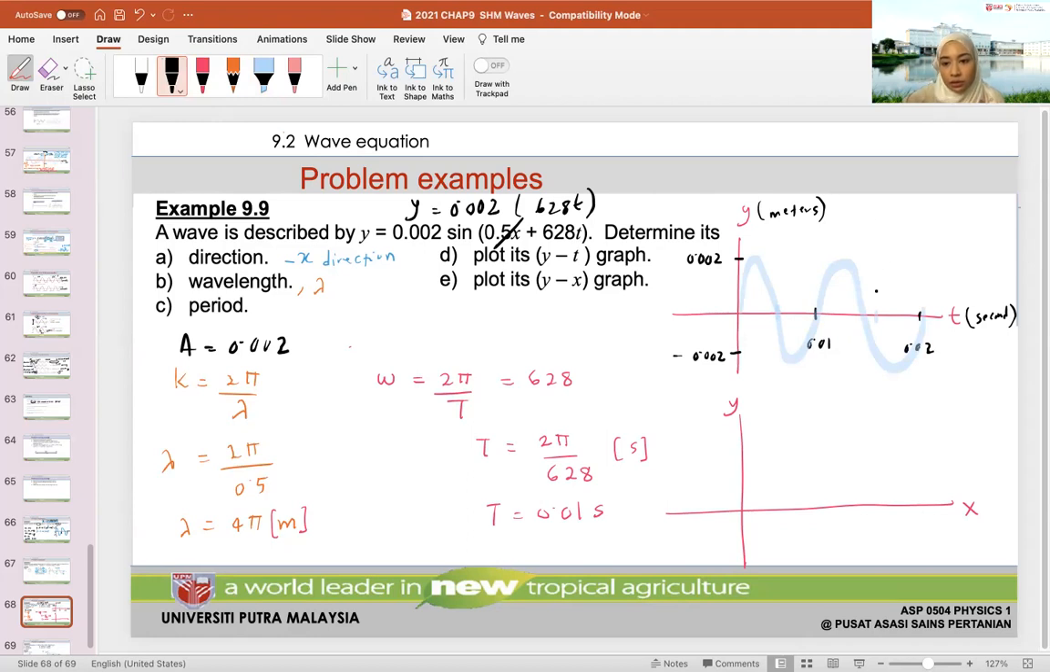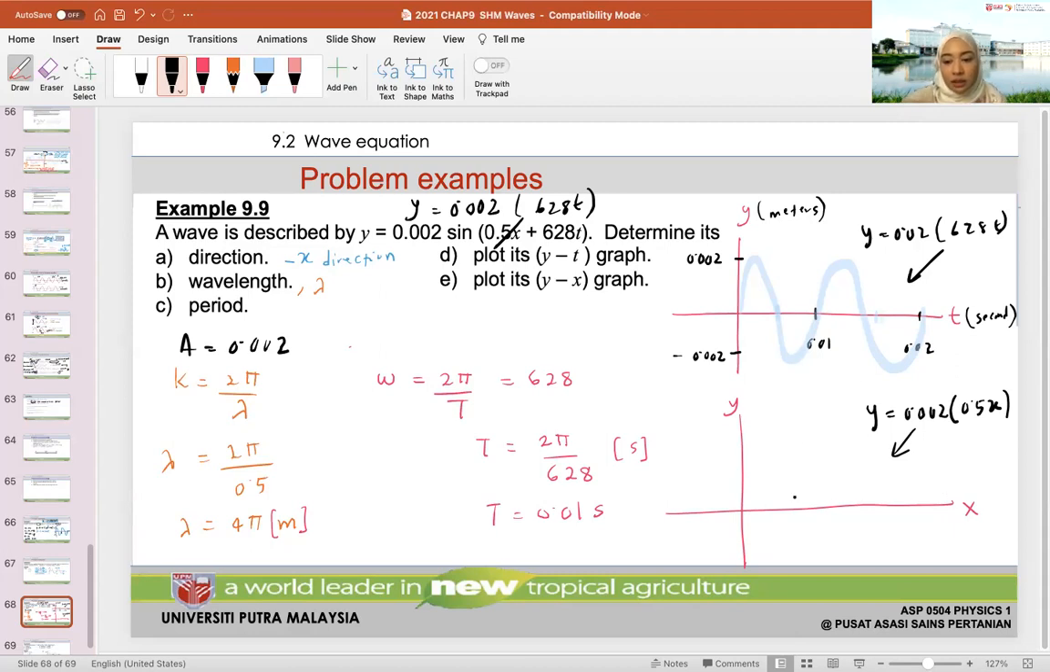Be patient. The first one I plotted was 0.002 sine 628t, the mathematical description of this wave. The mathematical description of the y-x wave is going to be 0.002 sine, with t equal to 0, so this is going to be 0.5x. This is what I'm trying to plot for the y-x curve.